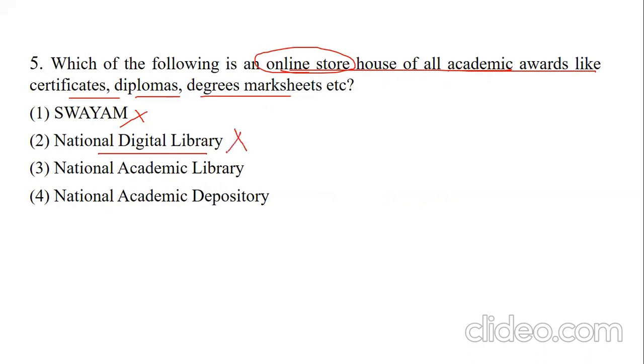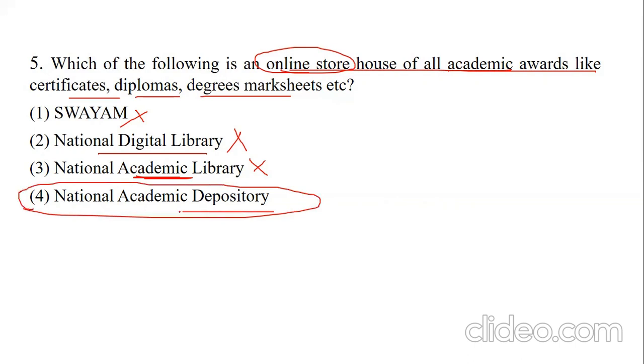Library, where you get books, ebooks, and material to ensure that you enhance your learning skills. So this is not an option. Academic library, where you will be getting your academic related things. So yes, this is also not an option. So option number 4, that is your academic depository, where you can deposit the important documents.